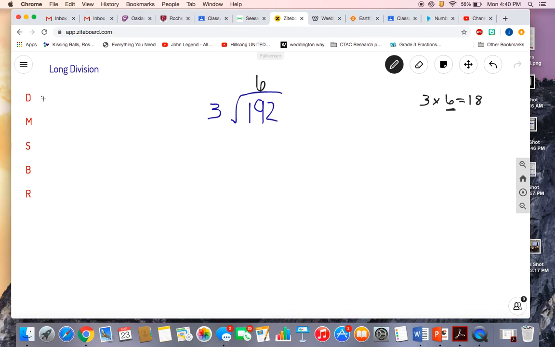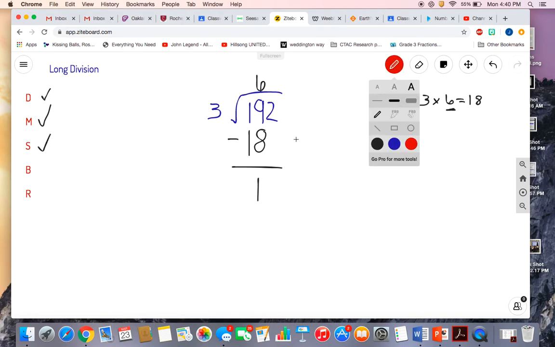So I just did division. So check. Now I'm going to multiply. So 3 times 6 is going to give me 18. Multiplication, check. Now a time for subtraction. So 19 minus 18 is going to give me 1. Now I'm going to bring down my next digit, so this 2. And now I need to repeat.